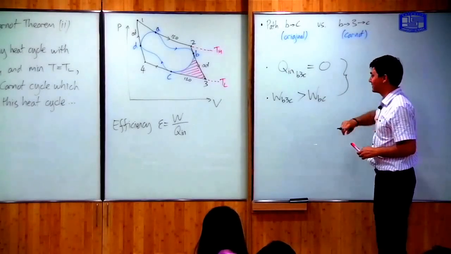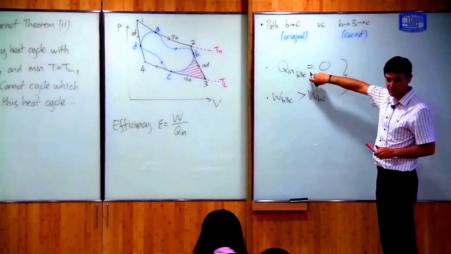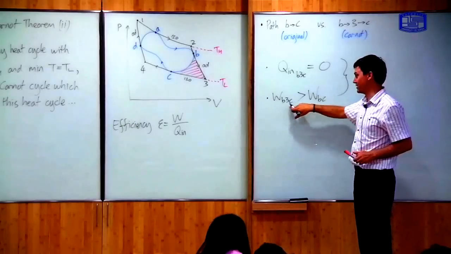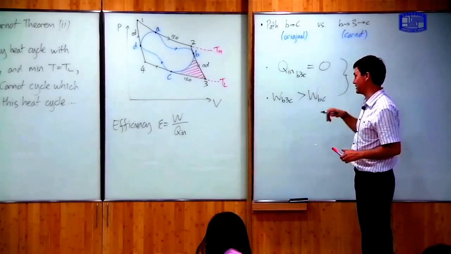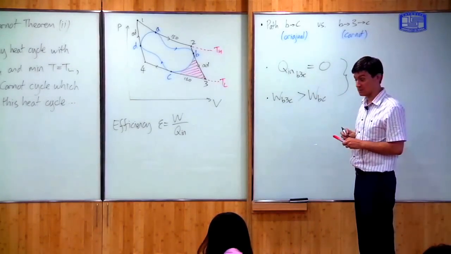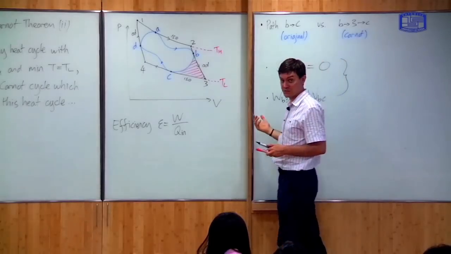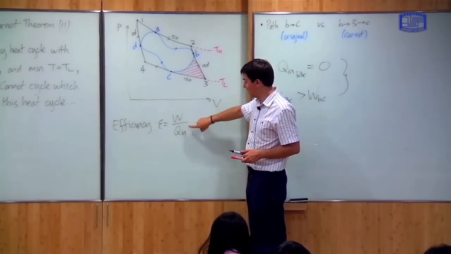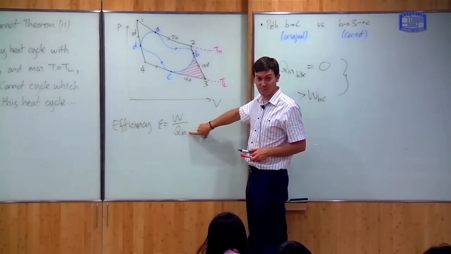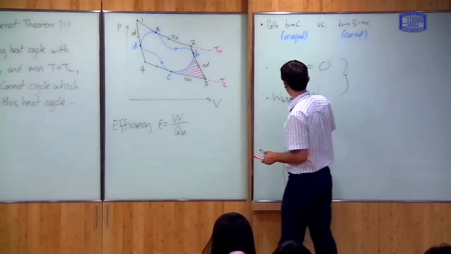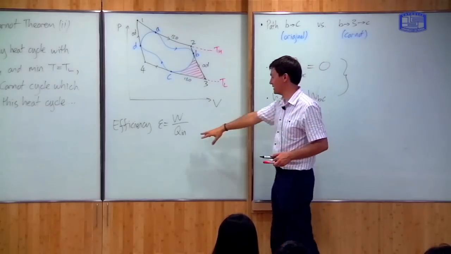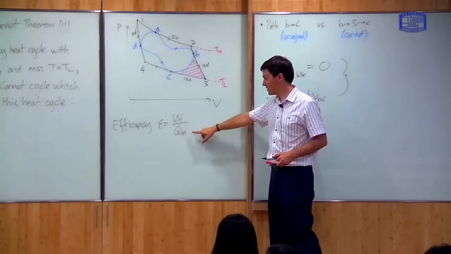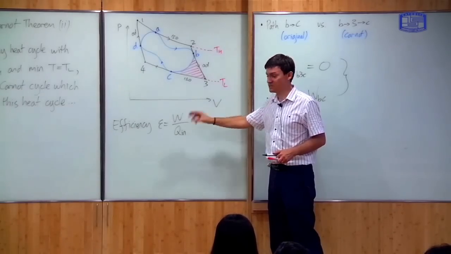So we have these two facts. First of all, in the Carnot cycle, no heat is transferred into the system between B and C. And secondly, the Carnot cycle does more work in going from B to C than the original cycle. Now, if you look at what this means in terms of efficiency, we've increased W, we've made W bigger, whereas Q in stays the same. We didn't add any more Q in, but we've increased the amount of work. So W gets bigger, Q in stays the same, and therefore the efficiency increases.